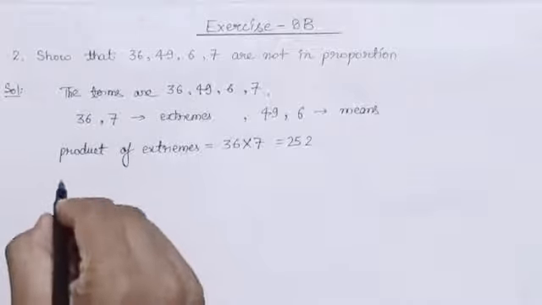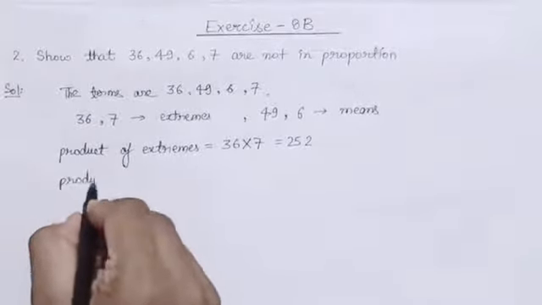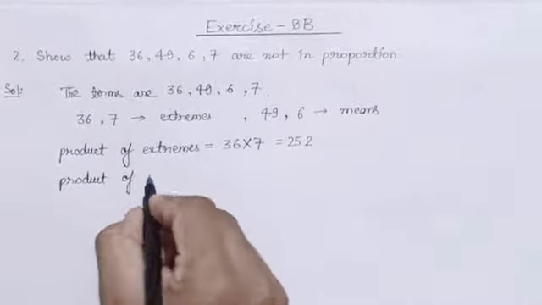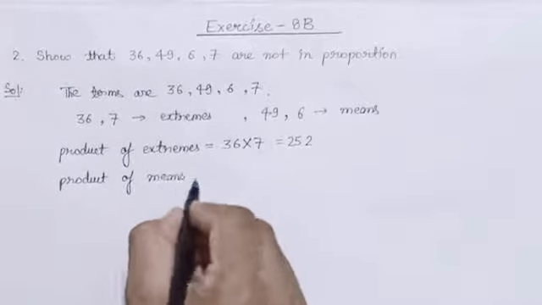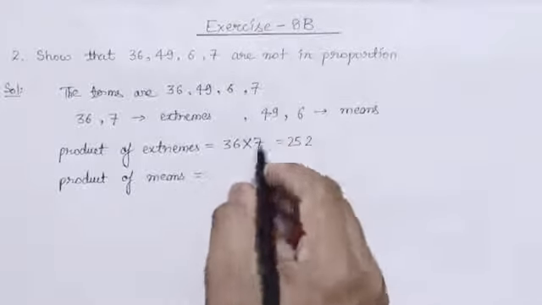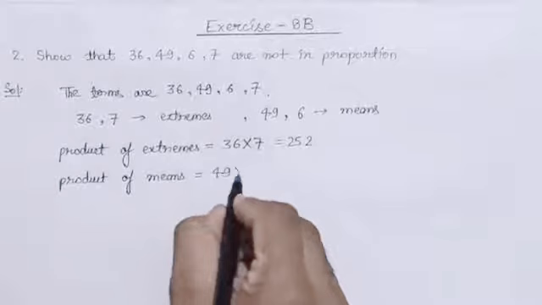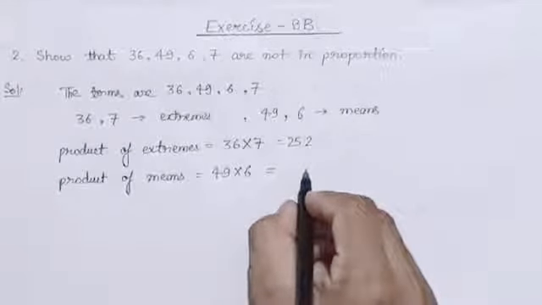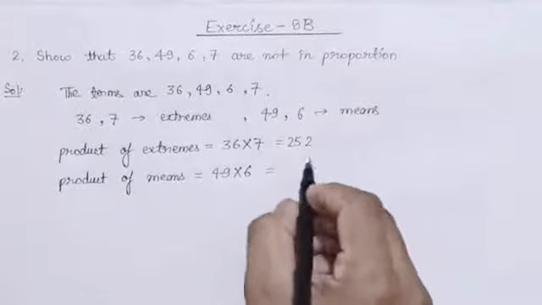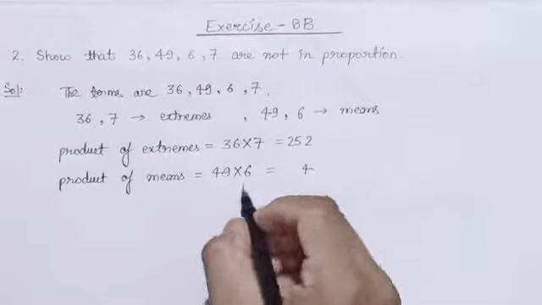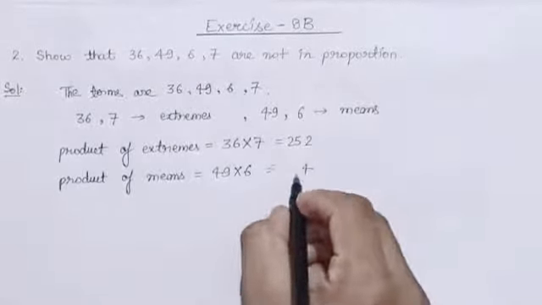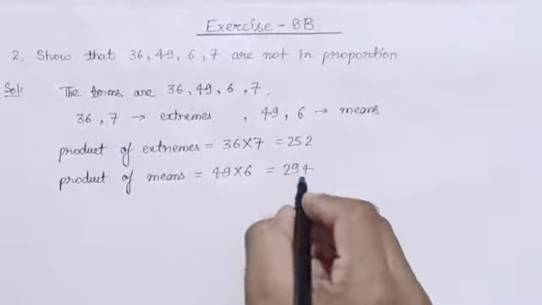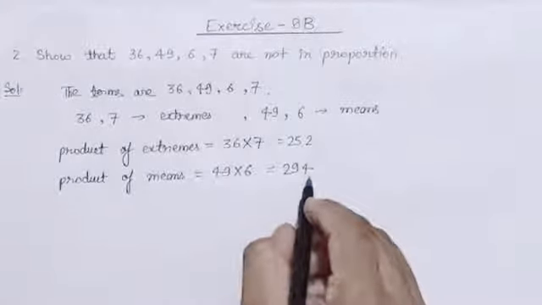Now let us take the product of means. Product of means equals 49 into 6. 6 into 9, 54, carry 5. 6 4 times 24, 24 plus 5, 29. So product of means is 294.